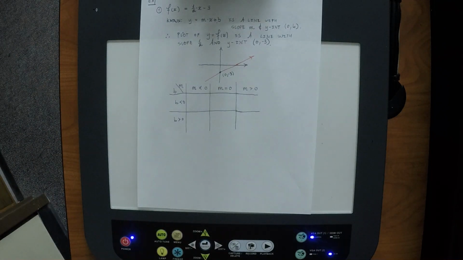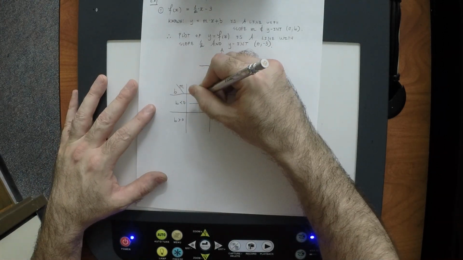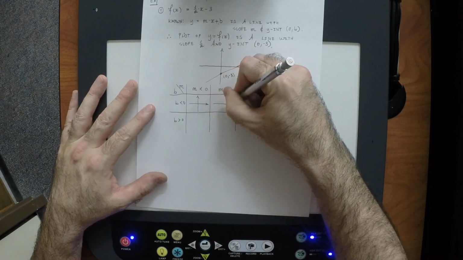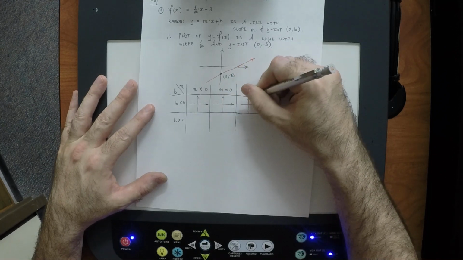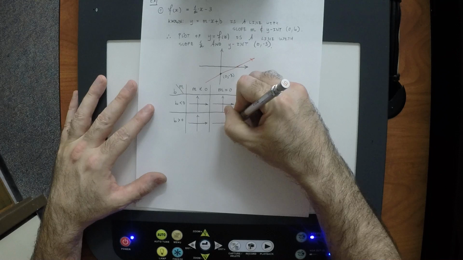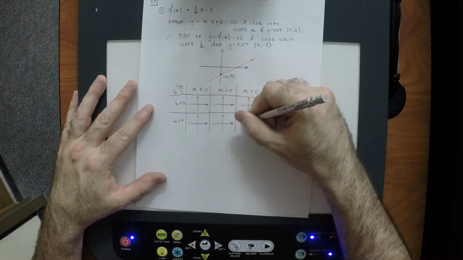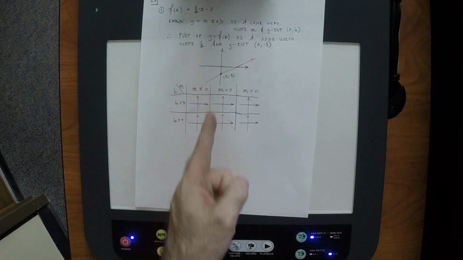All right. So when M is less than 0, such lines are said to be sloping how? Down. Yeah. So they slope down, or if you like, they slope negatively. Drawing a little axis in each one of these, these will be sloping down.